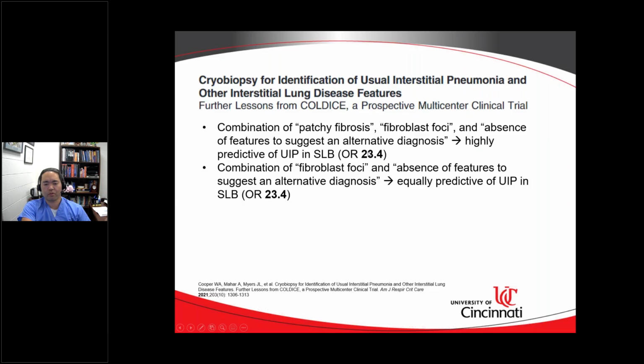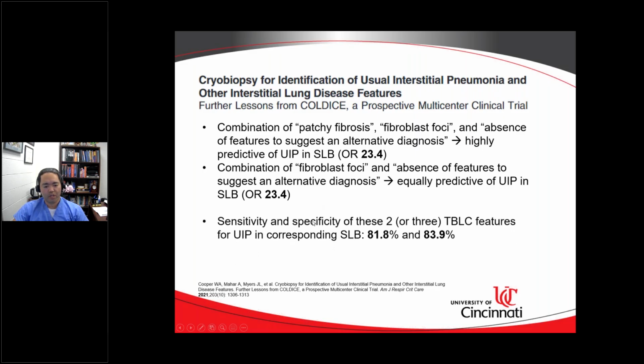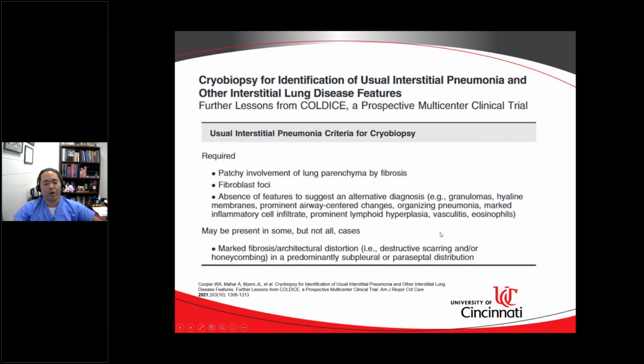Remember, again, COLDICE compares surgical lung biopsy and cryobiopsy, or the combination of fibroblast foci and an absence of features to suggest an alternative diagnosis. It was equally predictive of UIP, right? So the sensitivity and specificity of these two or three diagnostic criteria, with a corresponding surgical lung biopsy that will demonstrate UIP pattern of injury, you'll actually find sensitivity 82% and specificity 84%.